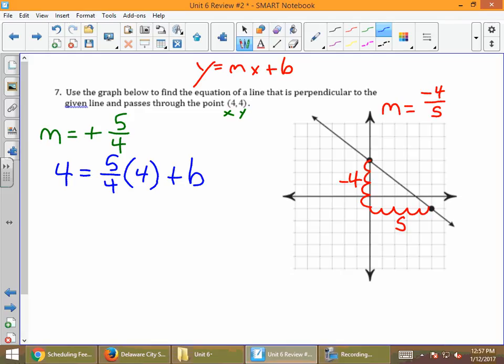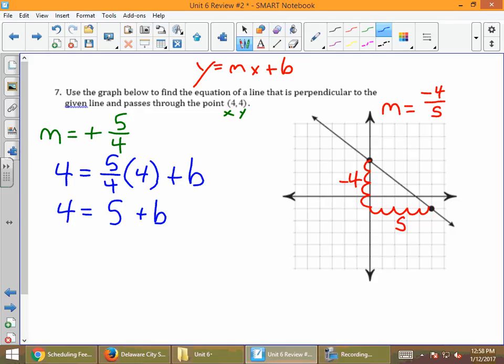So time to use your calculators, calculate things up. What is 5/4 times 4? 5. Yep, 5/4 times 4 is 5. 5 times 4 is 20. 20 divided by 4 is 5. Plus b. Baby bear problem, one stepper.